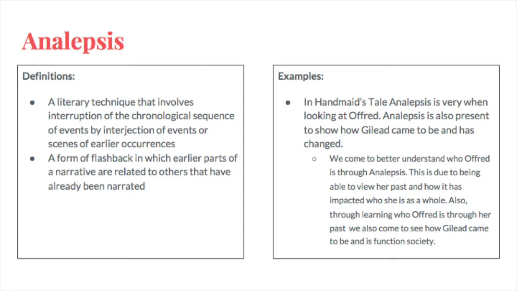Another definition is a form of flashback in which earlier parts of a narrative are related to others that have already been narrated. An example of this is in The Handmaid's Tale when we're looking at Offred. And analepsis is also presented to show how Gilead has come to be and how it has changed over time. And this is so because we come to better understand who Offred is through analepses.